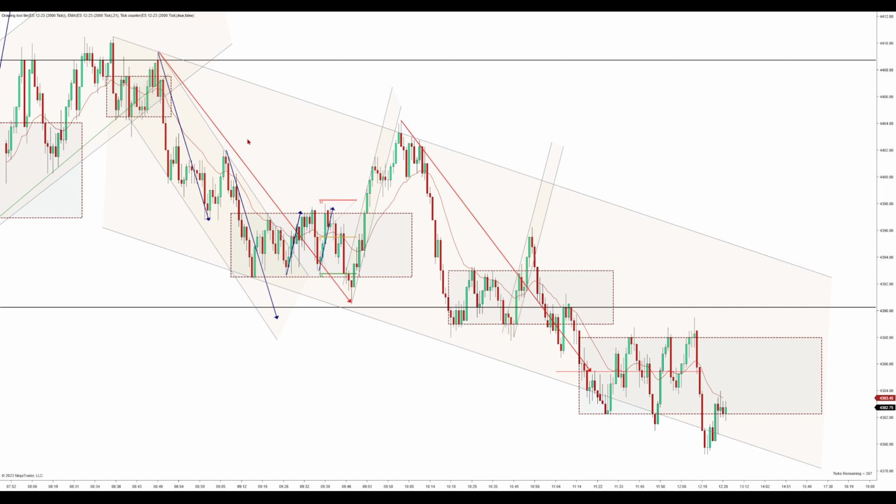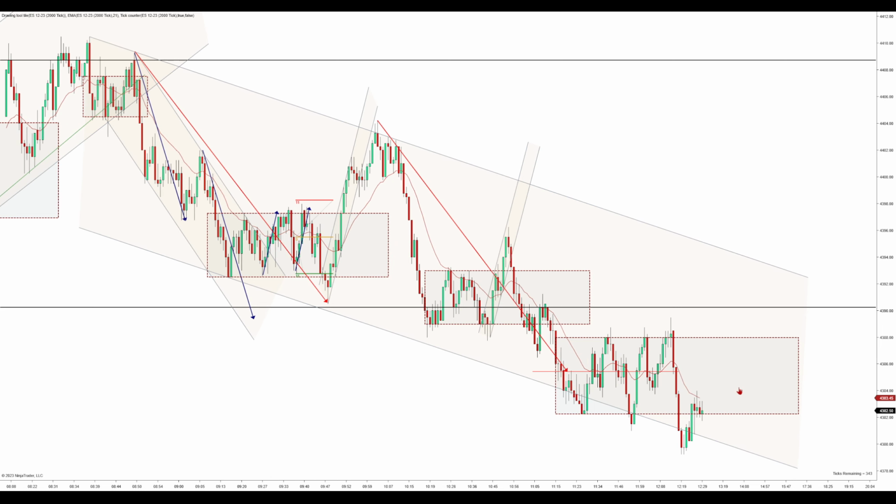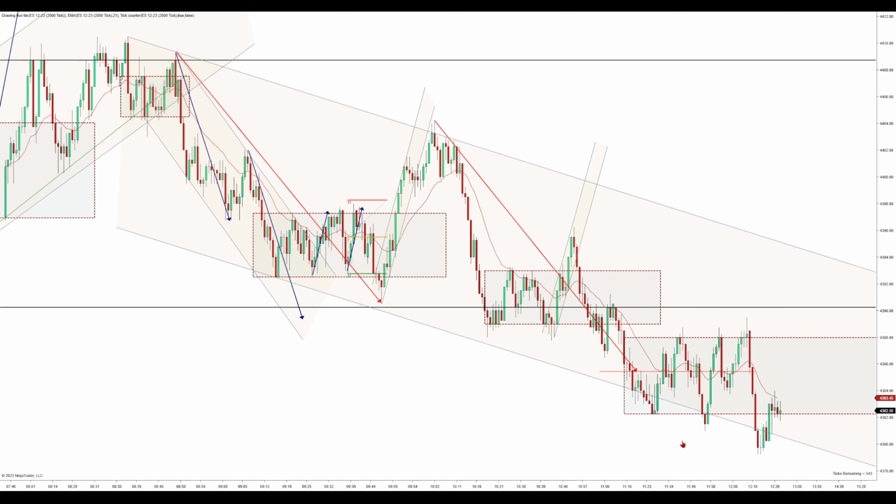And also, what could be good is a big 2 legs up, getting a fade of this range right here, but also a retest of this overnight low. So those are some possibilities that could happen in the next couple hours still.